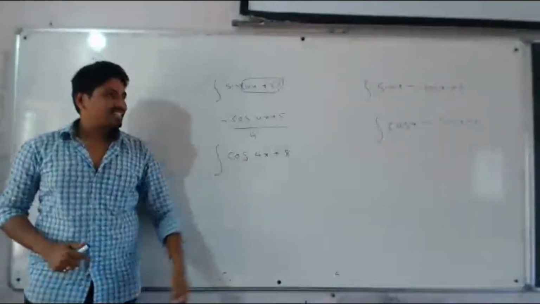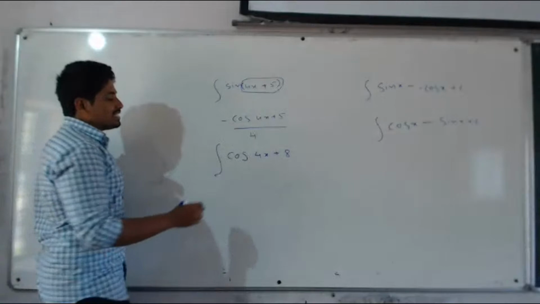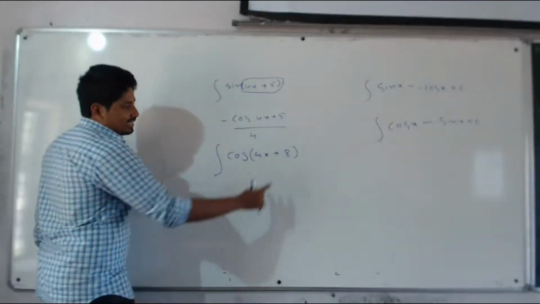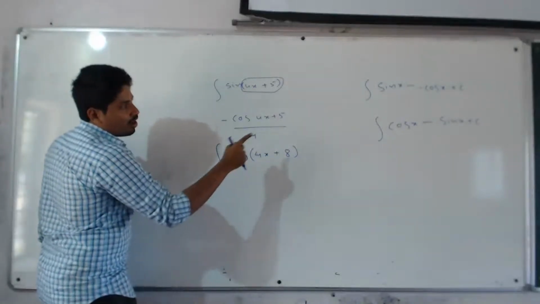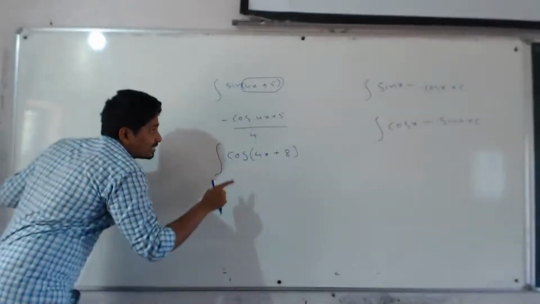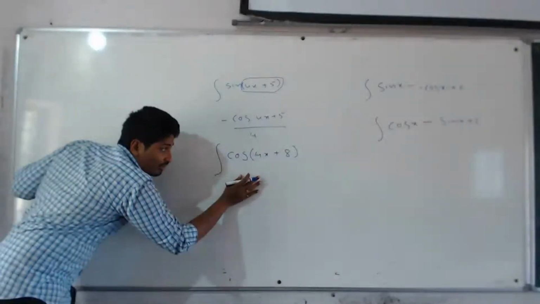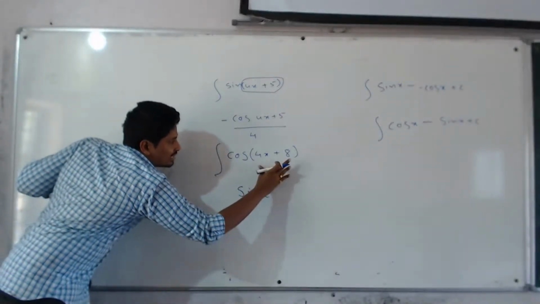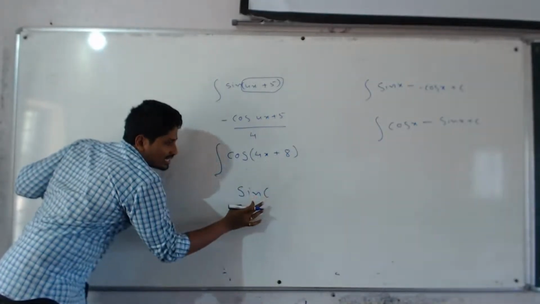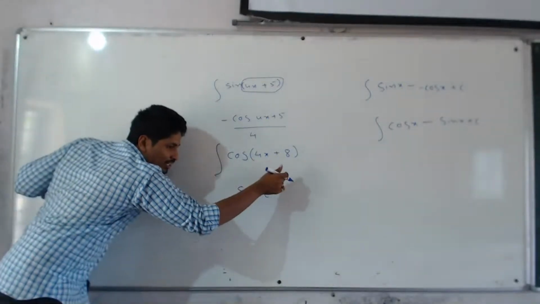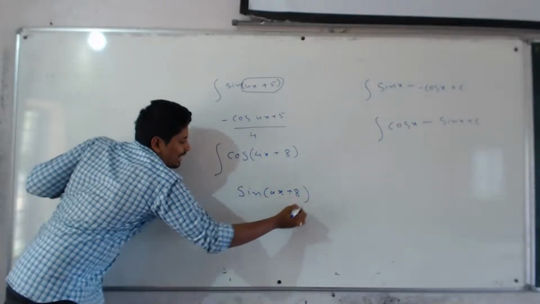But they have not asked for cos x. They have asked for cos 4x plus 8. Now consider this expression as x. Then it will be of the form cos x. For integral cos x, the answer is sin x. In the place of x, the expression will come here: sin 4x plus 8.